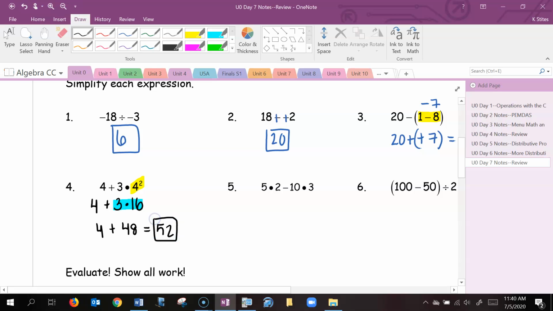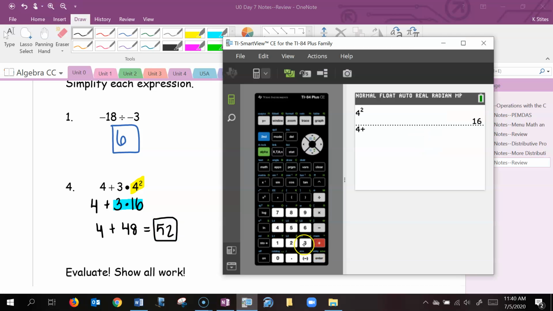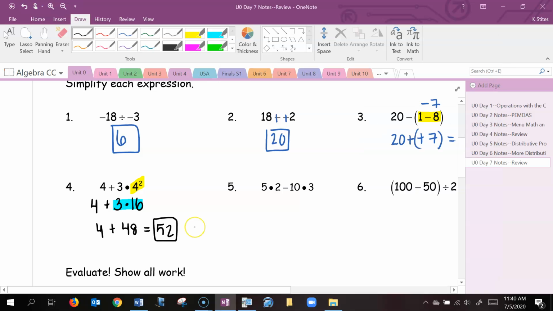Now, this will work if you type it all in at once. You'll get the same answer. All right, number 5. You have multiplication and subtraction. Make sure we do multiplication first. Okay, so basically we're multiplying these guys and then we'll subtract them. 5 times 2 is 10. 10 times 3 is 30. You are subtracting them. We will get negative 20.